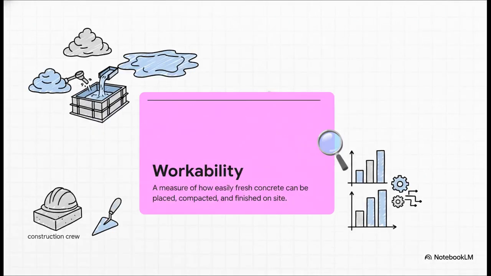Next, we have something called workability, and this is all about usability. See, a concrete mix can be incredibly strong on paper, but if it's too thick to pump up a building or too watery to hold its shape, well, it's pretty much useless. Workability is the data that defines the concrete's consistency, making sure the crew on site can actually handle it.